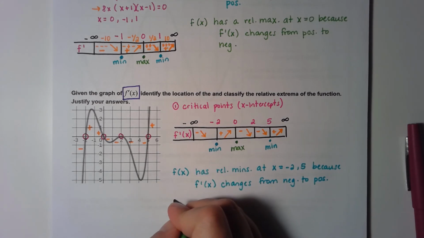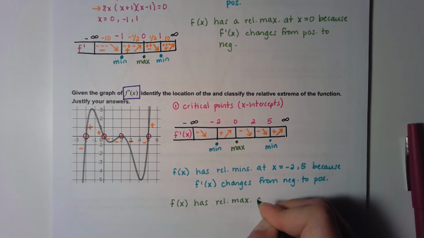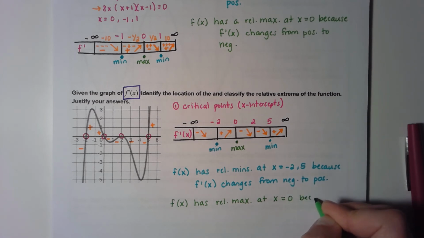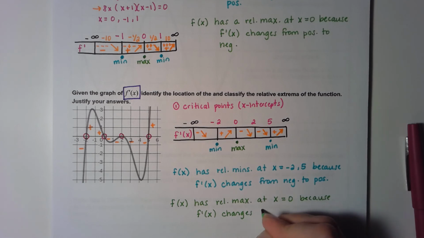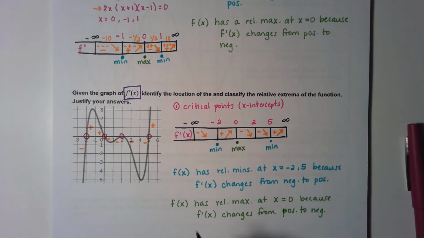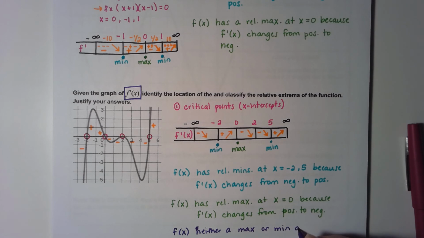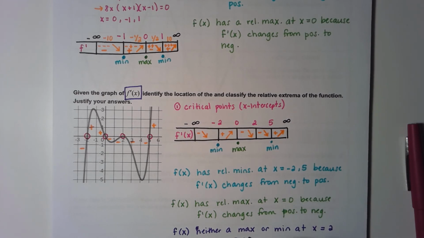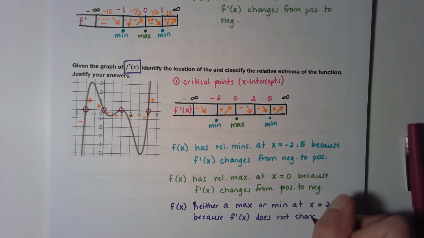Now, let's talk about the maximums. So we would say the original function, f of x, has a relative maximum at x equals 0 because the derivative, or f prime, changes from positive to negative, and f of x has neither a max or min at x equals 2 because f prime of x, the derivative, does not, oops, you can't see what I'm writing, I'm so sorry, does not change signs.